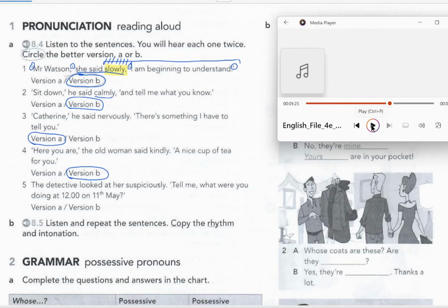So there's no emotion, there's no kindness here, there's no softness here. So it's not the right answer.